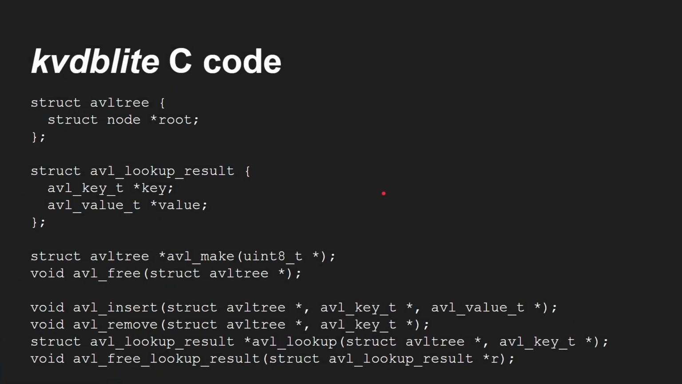And then inside of the actual code itself, we've got an AVL tree itself, a structure for that. We've got functions for doing a lookup. We've got functions for insert, remove, free, and so on. So these are the public facing functions that if you're writing another piece of code that uses KVDB Lite, you would use these functions that have been exposed so you can manipulate the tree by adding and removing keys, basically.